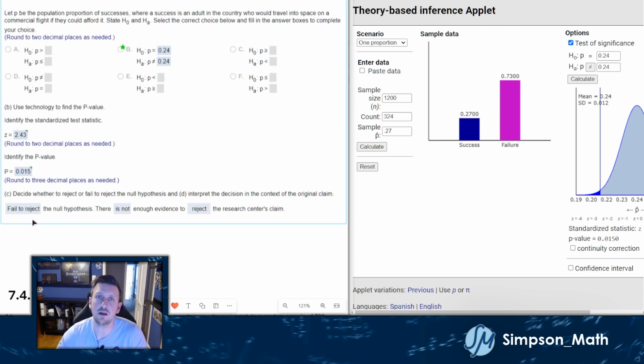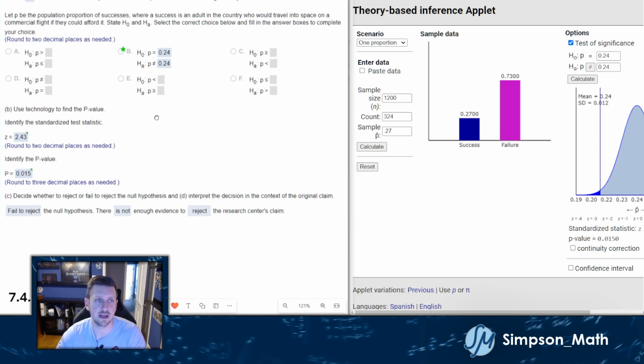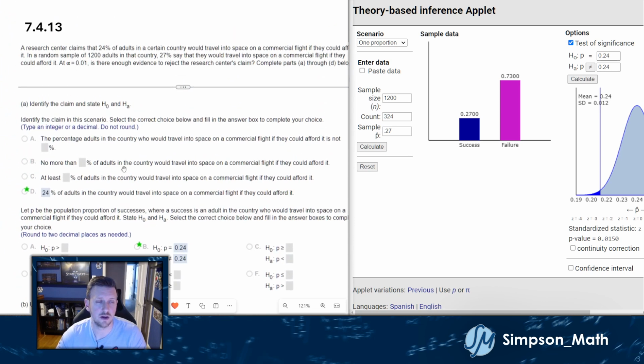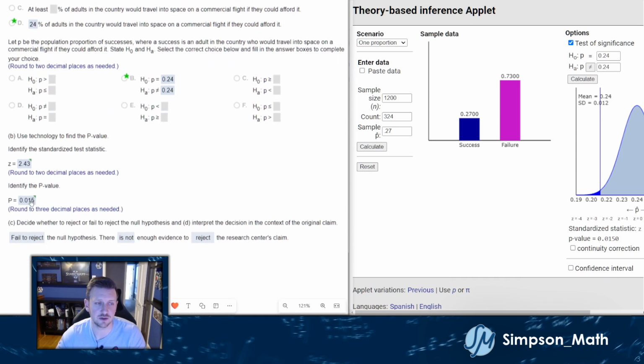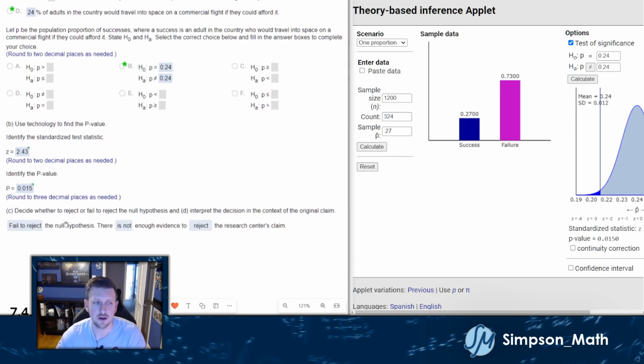Remember that this book loves this claim thing to a fault, and it makes your conclusion weird, because here it says we're going to fail to reject the null hypothesis. Cool, because my p-value is low. Sorry, I misspoke. My p-value is bigger than my alpha. My alpha again being 1%, 0.01, and this is bigger, so I'm going to fail to reject the null. And there is not enough evidence to reject the researcher's claim.